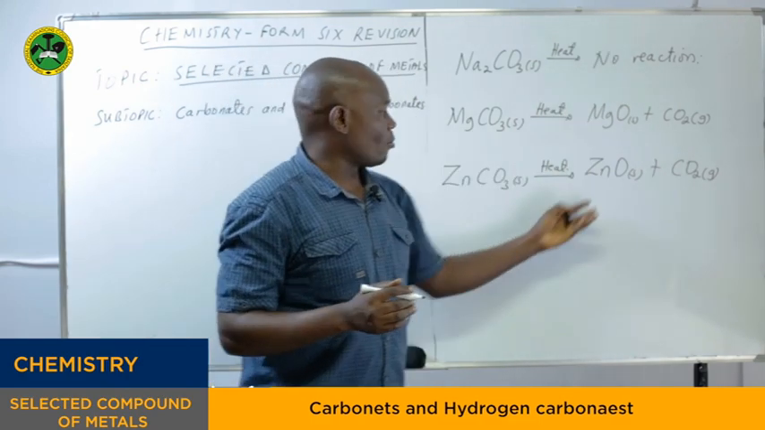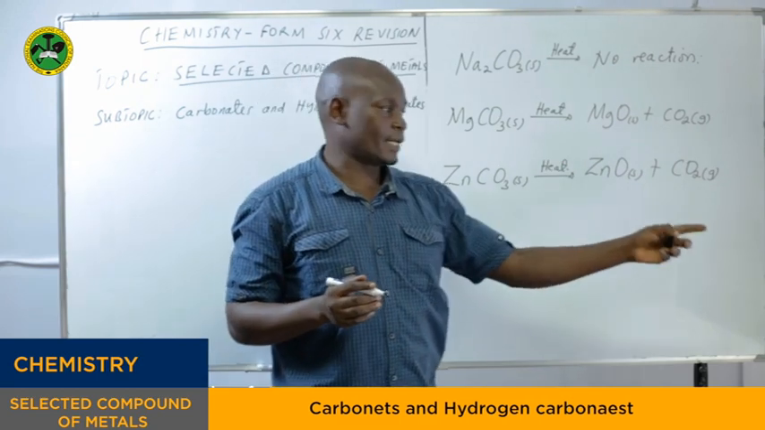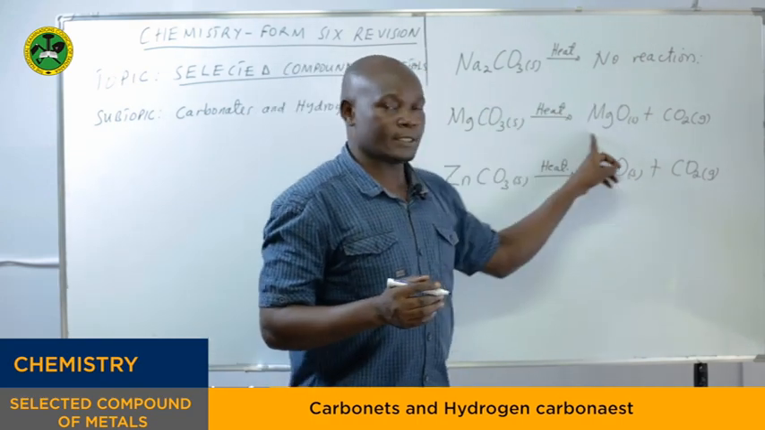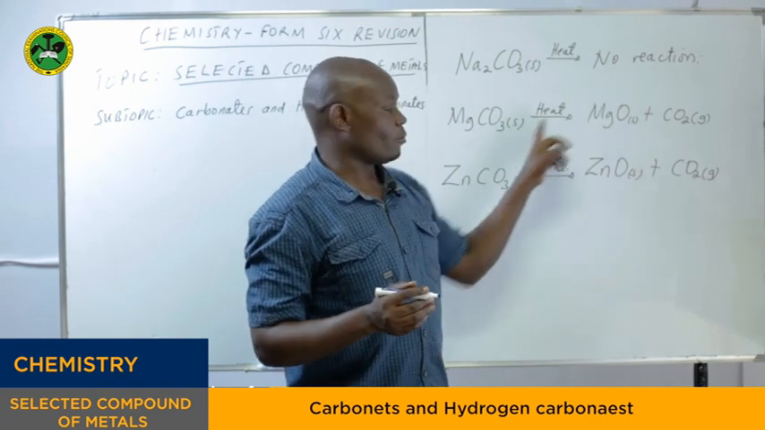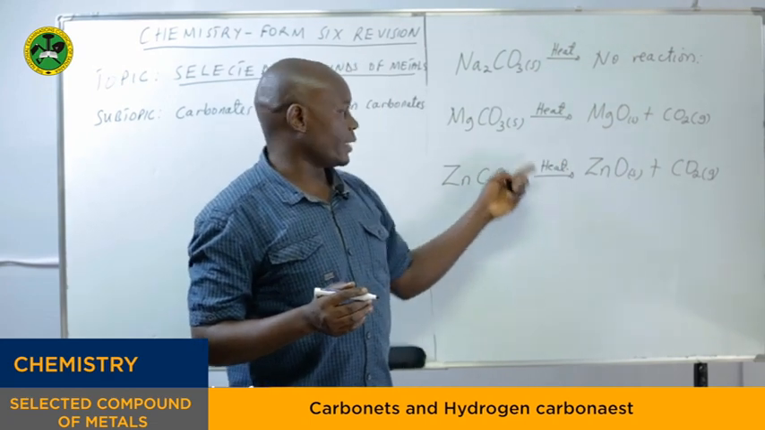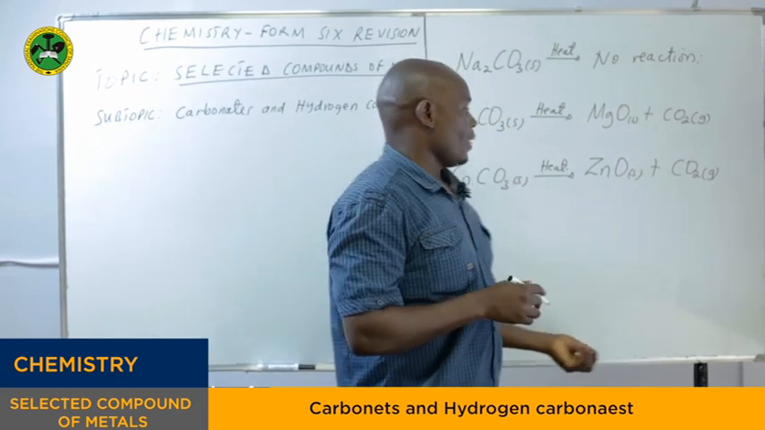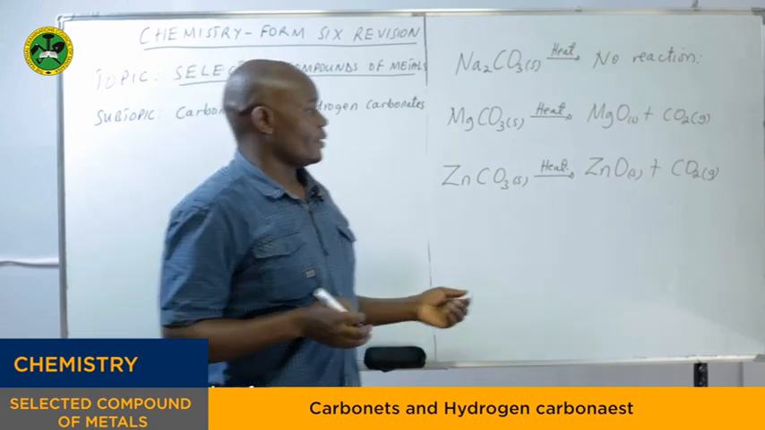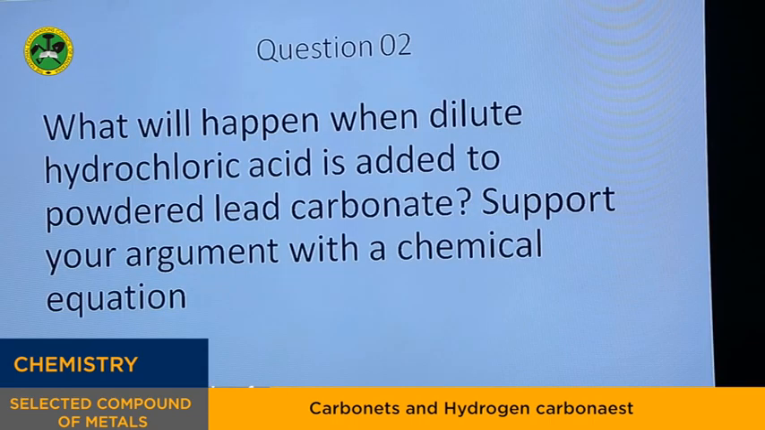So that is what you are supposed to do when answering such kind of question, to explain the heating. Before writing the supporting equation, you have to explain what is happening. After explaining, then you give the chemical reaction to show that reaction. Now let us consider question number 2. Question number 2 is: what will happen when dilute hydrochloric acid is added to powdered lead carbonate? Support your argument with a chemical equation.